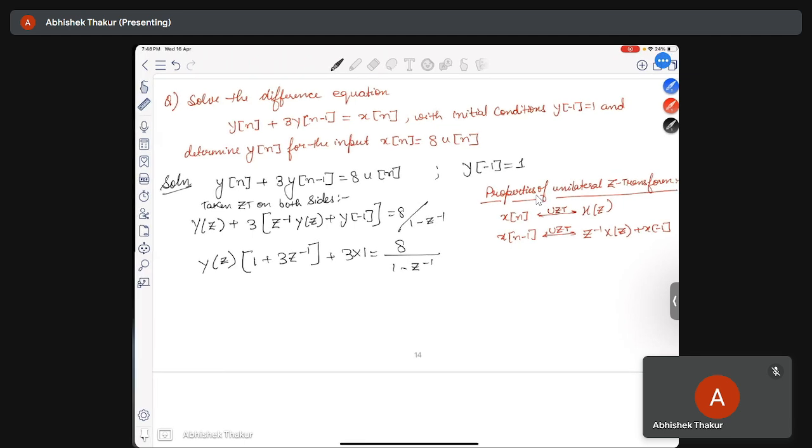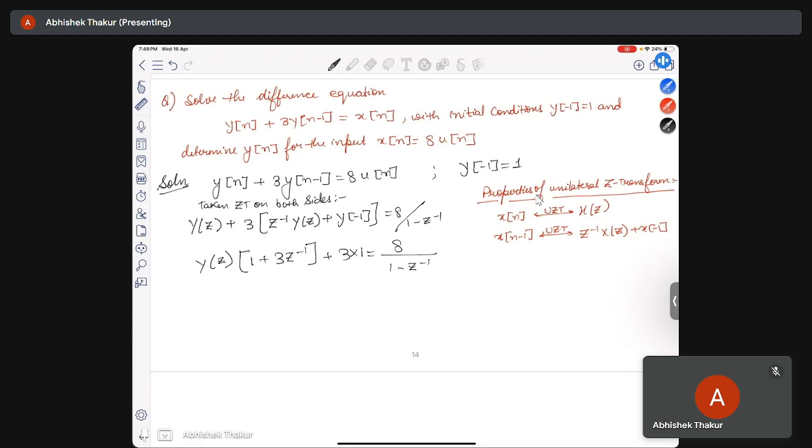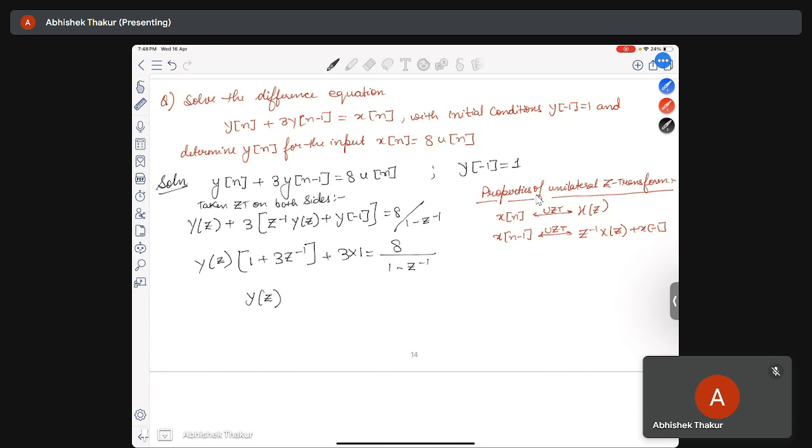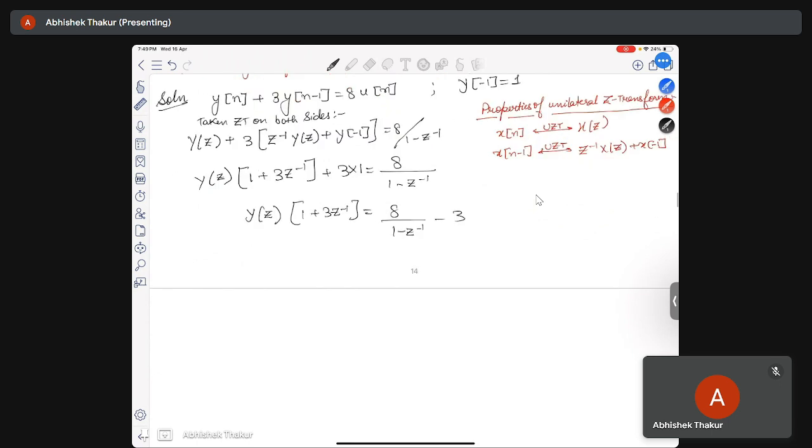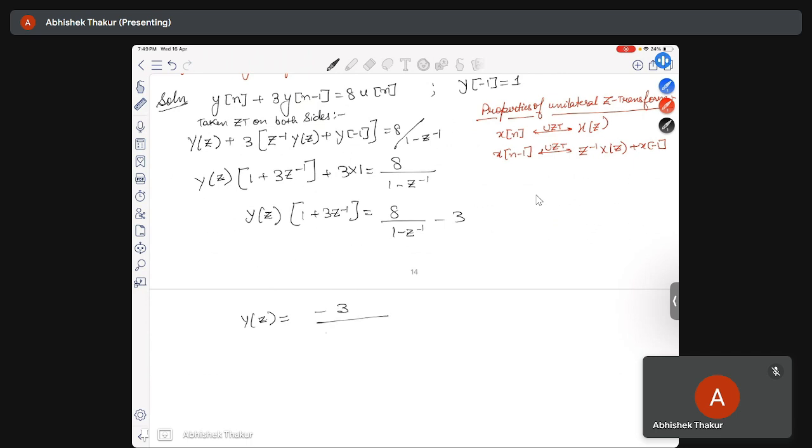So Y(z)(1 + 3z^-1) = 8/(1 - z^-1) - 3. So Y(z) will be -3/(1 + 3z^-1) + 8/((1 - z^-1)(1 + 3z^-1)).